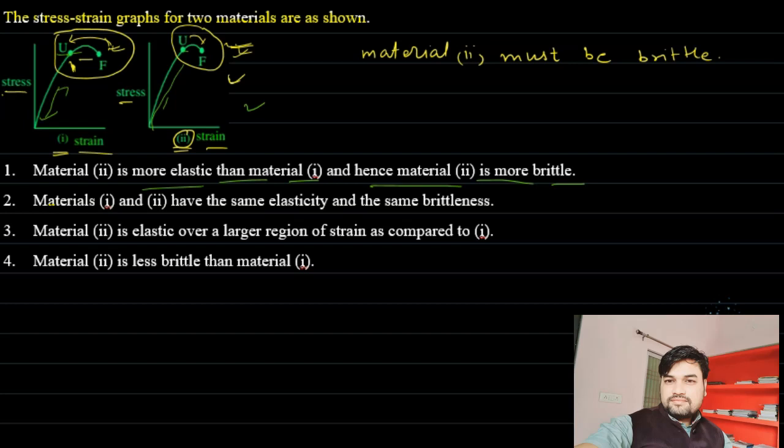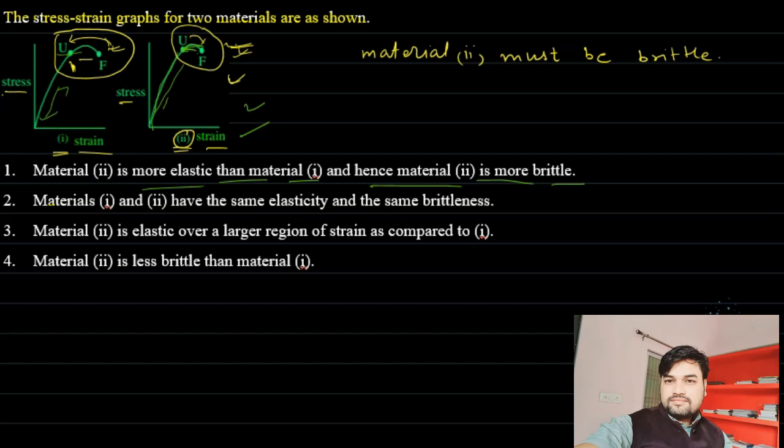So material 2 is more elastic than material 1, but the fracture point is very close to the yield point. So this material is also brittle and more elastic. So this option could be the correct option. Let us check the others also.